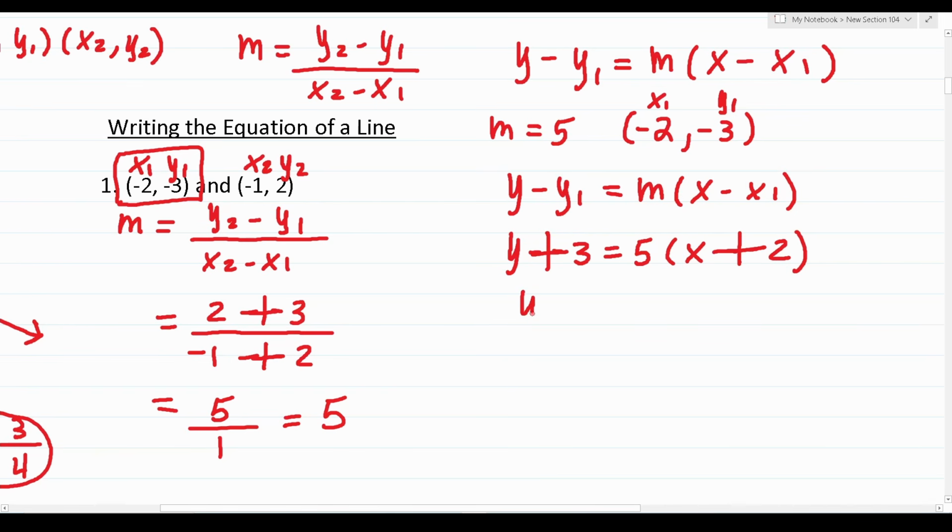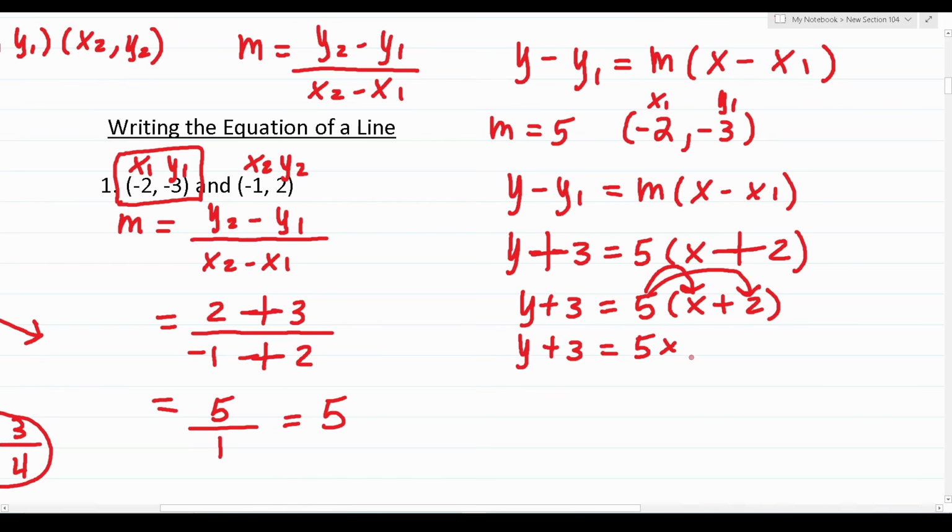So this becomes y plus 3 equals 5x plus 2. After that, we have to distribute this 5 to this x as well as to this 2. So this becomes y plus 3 equals, what's 5 times x? Well, that's 5x. 5 times 2 is 10.